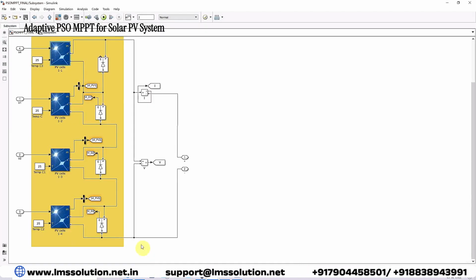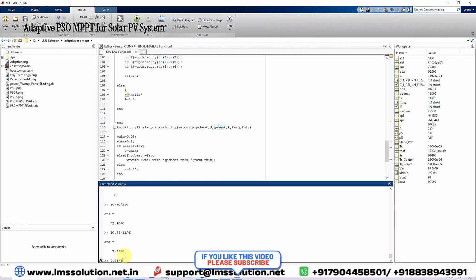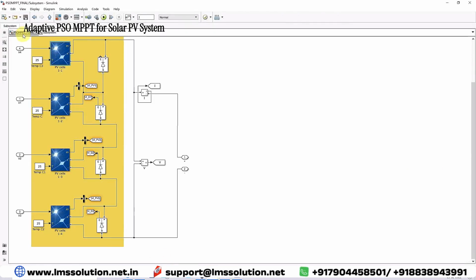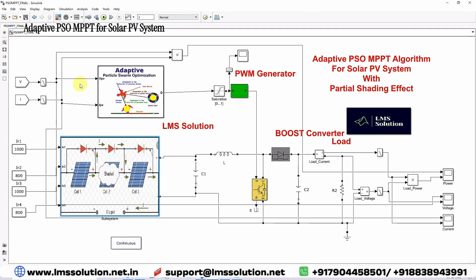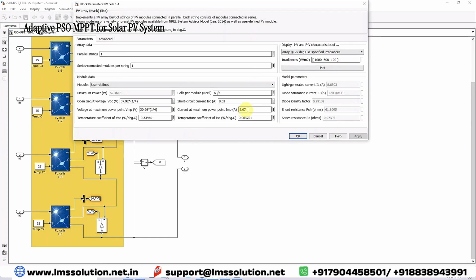So here you have 4 panels in series. 7.74 multiplied by 4 is equal to 30.96. At the standard testing condition, the voltage across that panel is around 30.96, and the current from that panel is around 8.07.